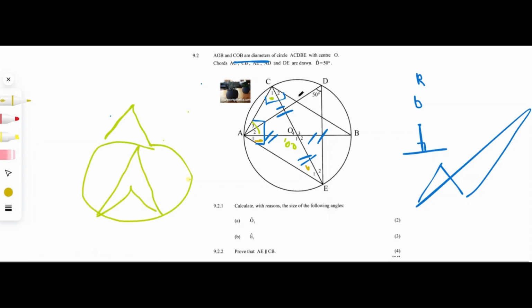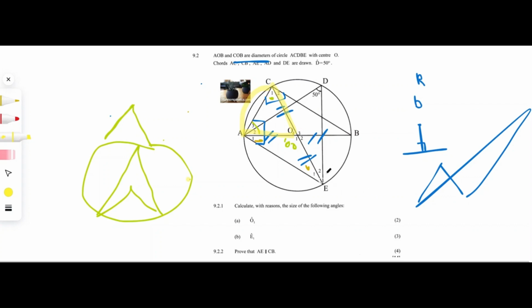Let's do the exact same thing to O4. You want to take your highlighter and trace the lines all the way back to the circumference of the circle, and it ends over here. Do the exact same thing on the other side, it ends over here, which means it's subtended by arc AC.